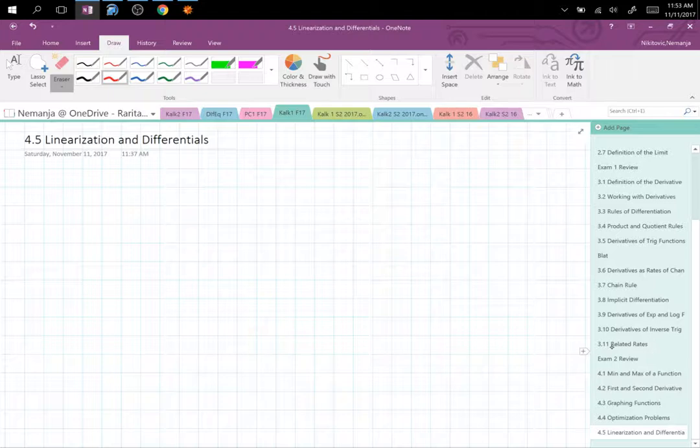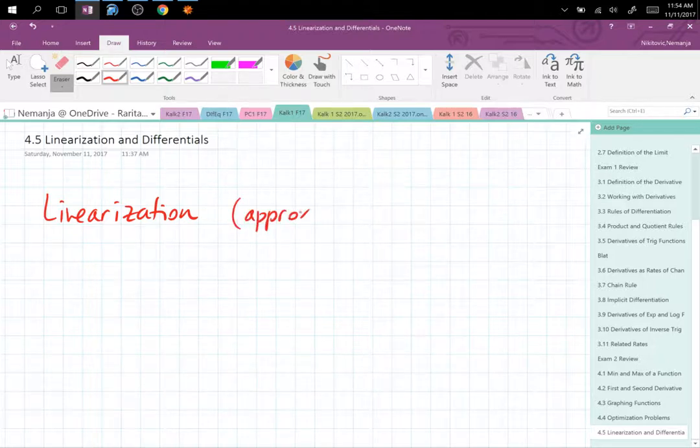Hello and welcome back to Calculus 1, section 4.5, Linearization and Differentials. So we are going to learn how to approximate values and approximate change. Linearization is the first concept, and linearization approximates the value of the function.